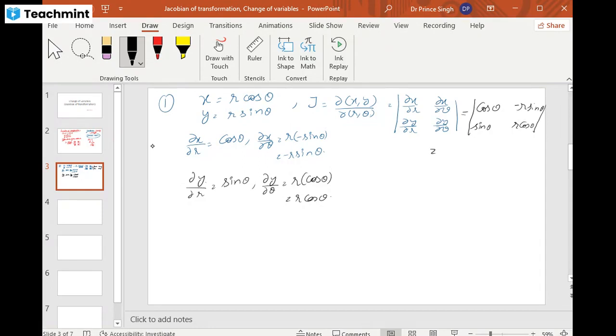So if we expand this determinant, this comes out to be r times cos square theta plus r times sine square theta. So we know the identity that cos square theta plus sine square theta is equal to 1. So its value comes out to be r. So what do we conclude from here? That the Jacobian of x, y with respect to r and theta in the case of the polar coordinate system comes out to be r.